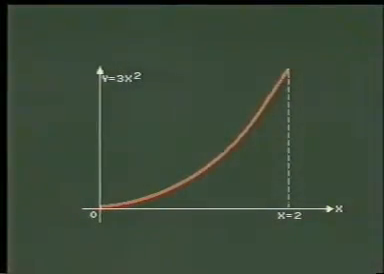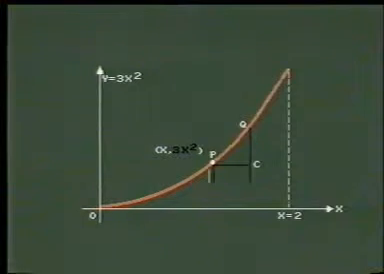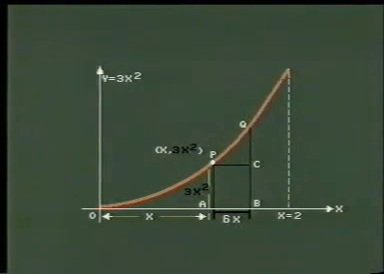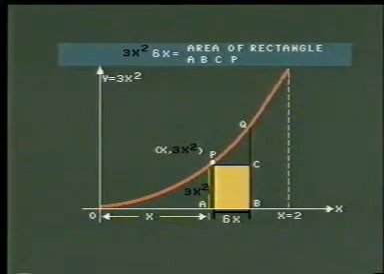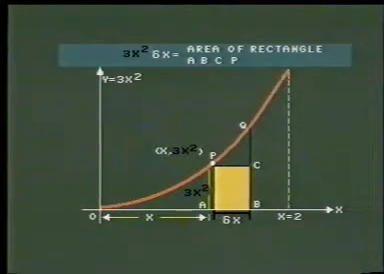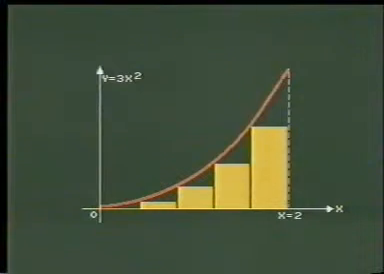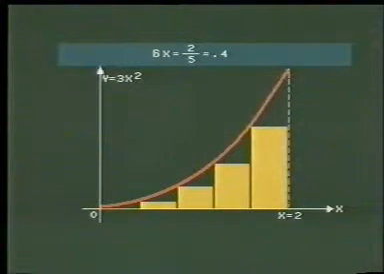Let us see the graph of the curve 3x square. Take a point P whose coordinates are x and 3x square on it. Then 3x square into delta x is the area of a rectangular strip ABCP. If the total area under the curve and between x is equal to 0 to x is equal to 2 is divided into 5 such strips, giving delta x is equal to 2 divided by 5, which is equal to 0.4.